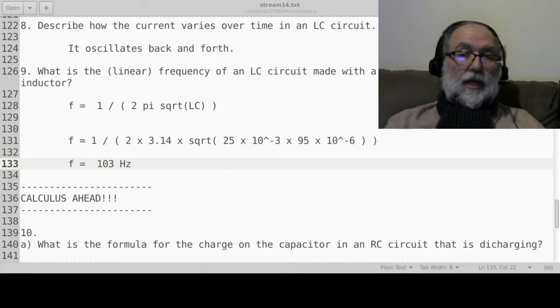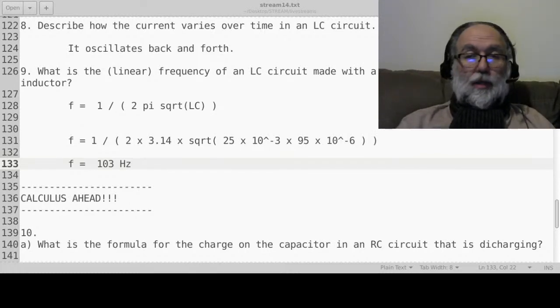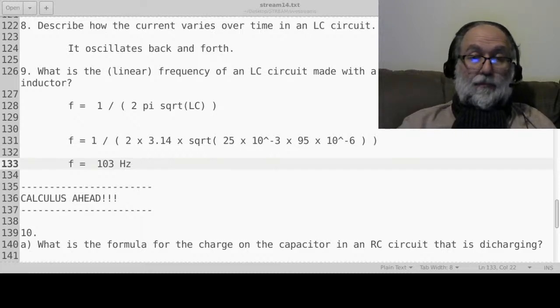Now 103 hertz is nowhere near radio, like our AM or FM radios. Okay, AM is in the kilohertz range, hundreds of kilohertz, and FM radio is in the tens of megahertz. Okay, so it isn't there. This is a very, very low frequency. Okay, but it's still something which is definitely measurable in the lab with an oscilloscope. 103 hertz. Okay, so there you go.